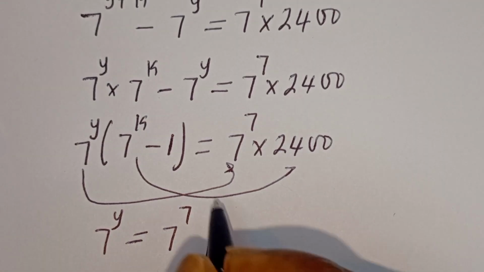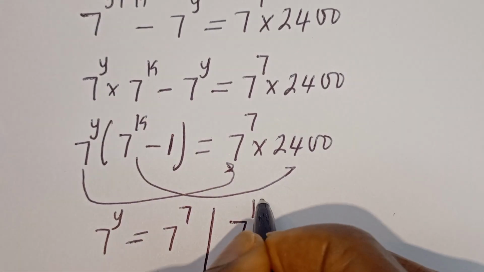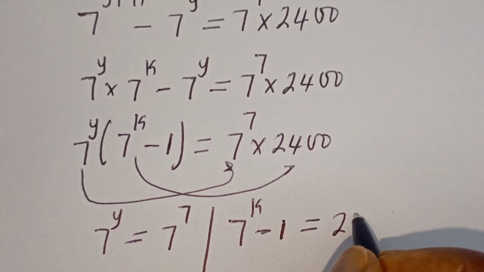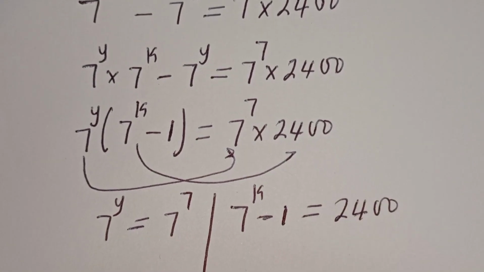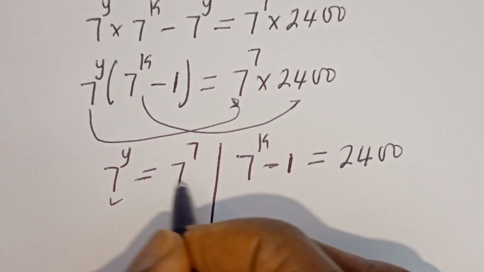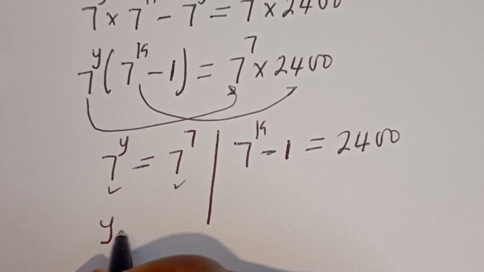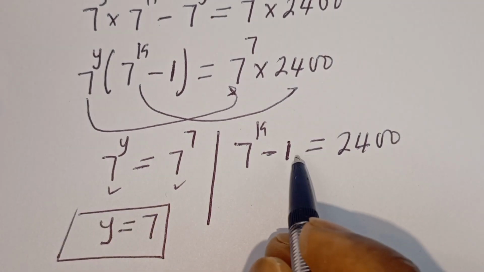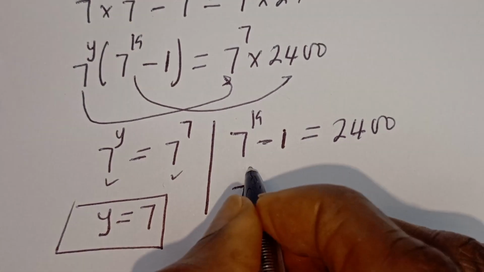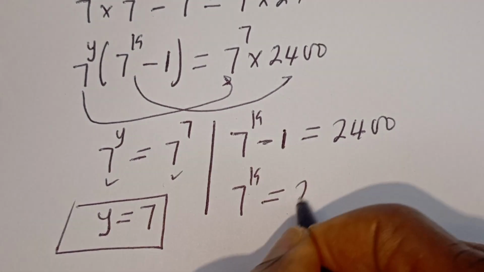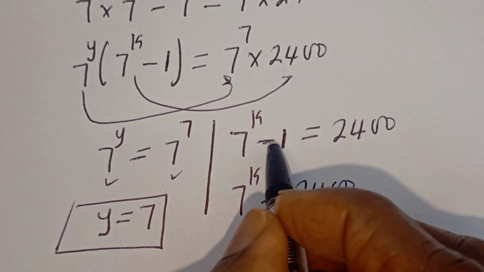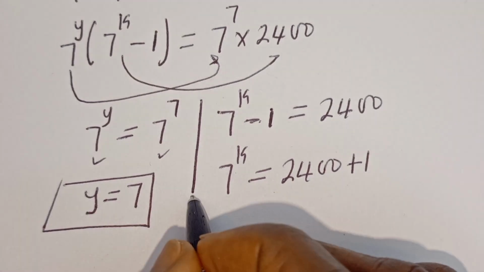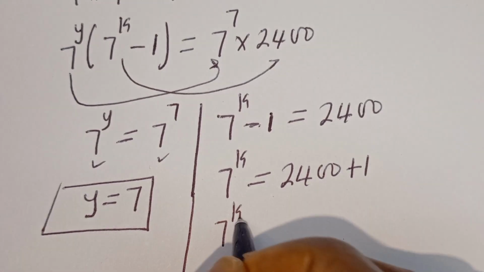Let's call this the first case, and the second case is 7 to the power of k minus 1 is equal to 2400. From the first case here, they have the same base 7. Therefore, the exponent y is equal to 7, and this is the value of y. Then from the second case here, we have 7 to the power of k is equal to 2400. If you take this minus 1 to this side, it becomes plus 1.